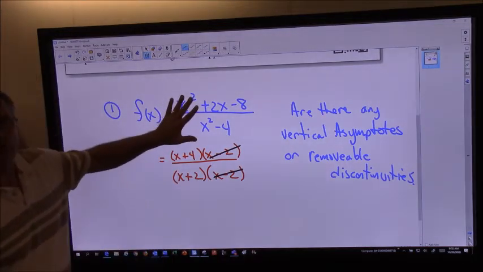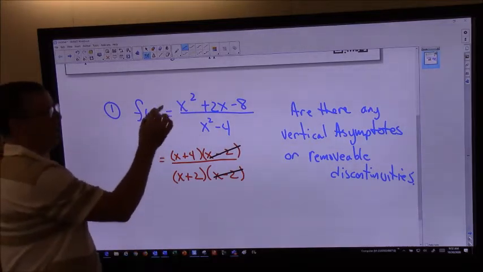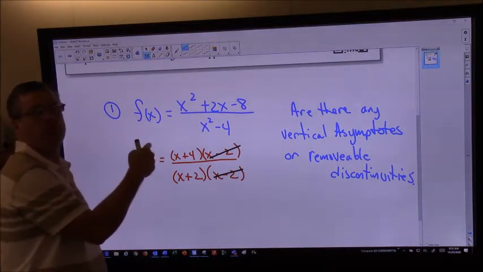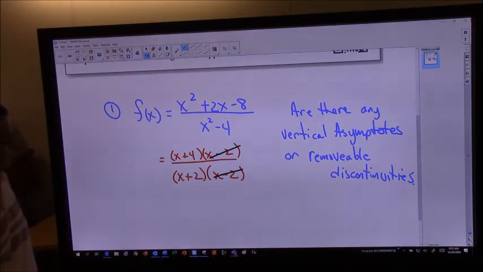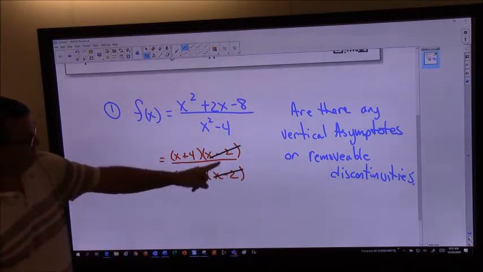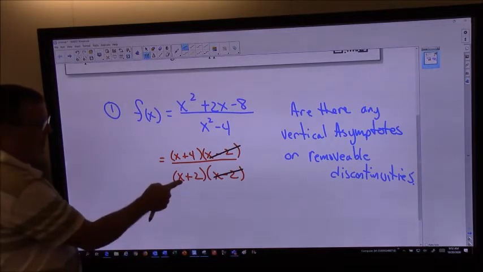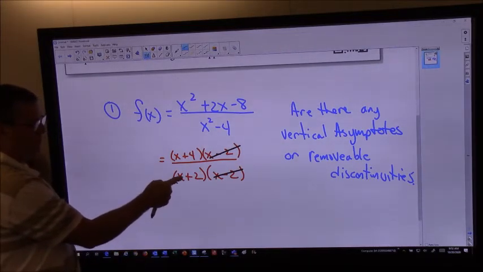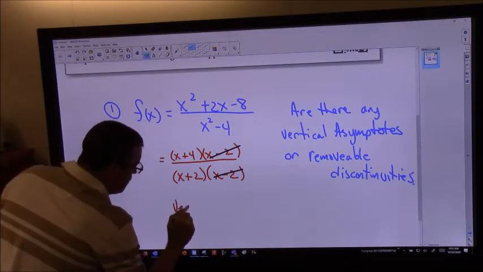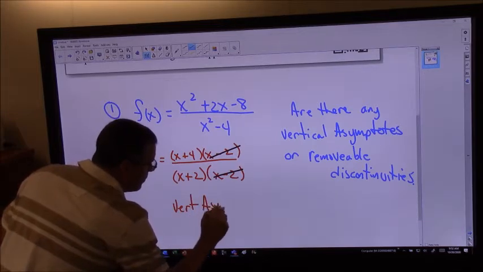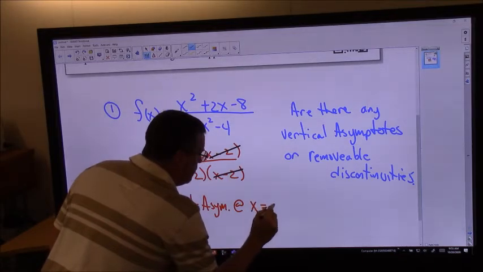Now, does that mean that the hole doesn't exist? No, it does. But what we can do is we can create a piecewise function where we put a point right where the hole's at. Okay, and I'll show you what that looks like at the end here. All right, so I've canceled that. There's no asymptote there because both numerator and denominator would equal 0 at 2. Here, at negative 2, we get 0 in the denominator, but not the numerator. And so there's a vertical asymptote at x equals negative 2.